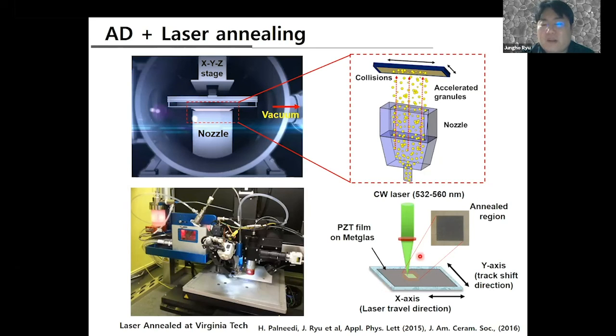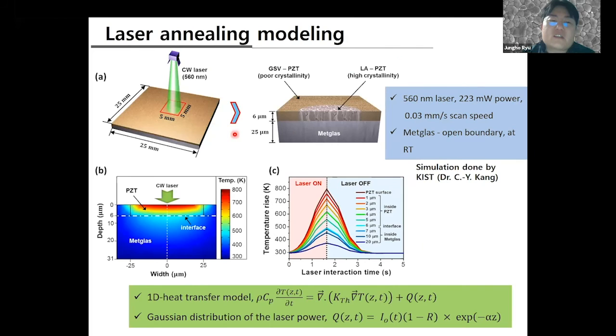So we adapted laser light on the surface of the films. This is a simulation when we irradiate 560 nanometer wavelength laser onto the surface of PZT films on the matte glass. Then you can see here, roughly 600 Kelvin heat generation can be obtained by using a simple laser in 1 second, and no damage to the substrate side.